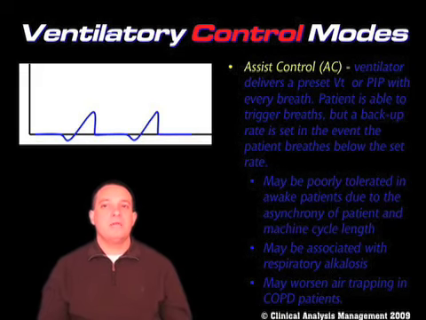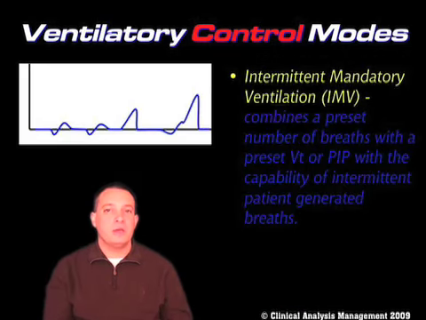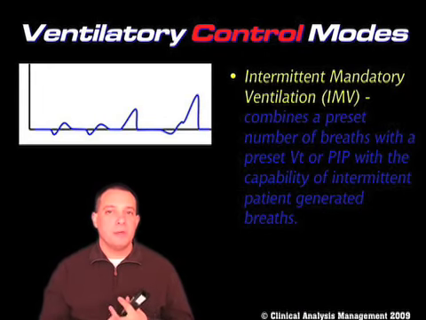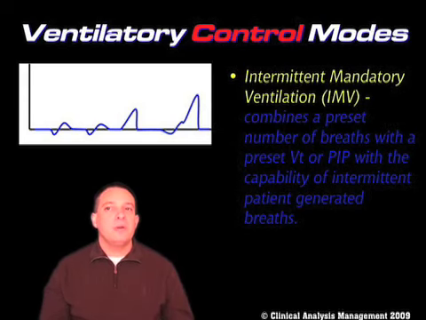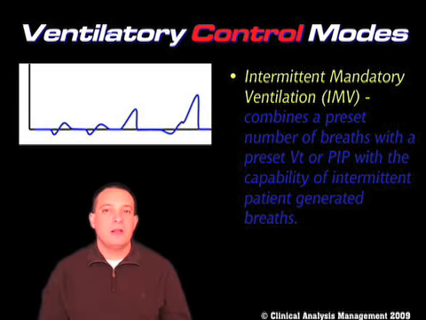Okay, the next evolution in ventilator management is something called IMV, or intermittent mandatory ventilation. Now with intermittent mandatory ventilation, you've still got a baseline rate and you've still got a baseline tidal volume if you're volume ventilating, or a baseline pressure if you're pressure ventilating. But what's different about IMV is that, like assist control, the patient can take a breath whenever they want. But the thing that's different about IMV from assist control is that when the patient takes a breath, they are essentially taking it on their own.